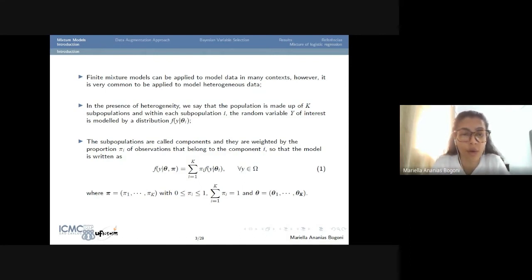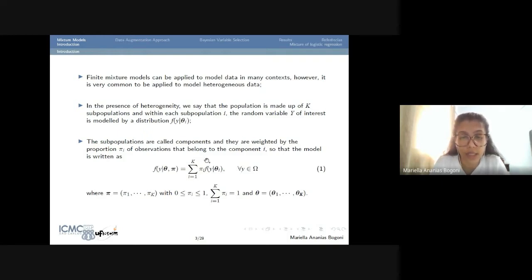However, they are very commonly applied to model heterogeneous data. Under the presence of heterogeneity, we usually say that the population is composed of k subpopulations. Within each subpopulation i, the random variable y of interest is modeled by a distribution f(y | theta_i). These subpopulations are called components of the mixture, and the distribution of y will be represented as a mixture of all these distributions of y in each subpopulation, as in equation 1.